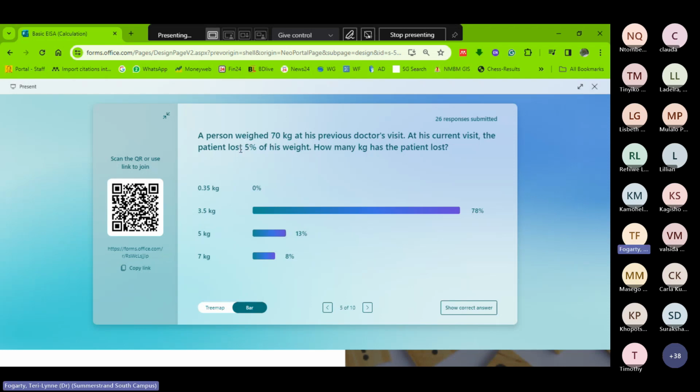One way you can do it, it's easier to work out 10%. So 10% of 70 is 7. And then because 5 is half of 10, you can then halve the 7 and you get 3.5 kilograms. Or you can do the long calculation and get 3.5 kilograms is the correct answer here.